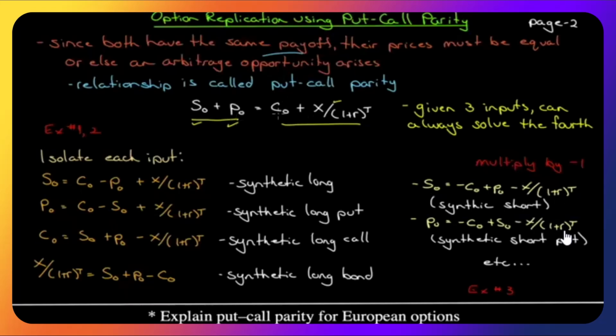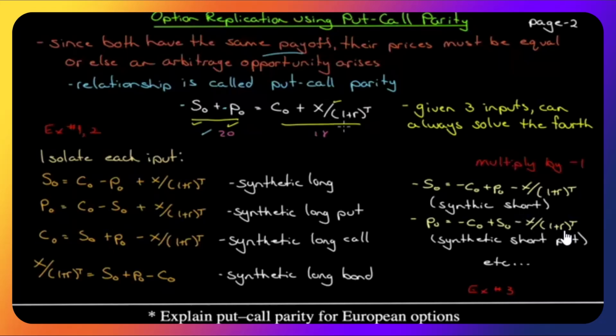Now, if these two sides do not equal each other, we have an arbitrage opportunity. Let's say the stock plus the put equal $20, but the call plus the present value of the strike price only equaled $18. Well, what we could do is follow the rule of arbitrage, which is buy low, sell high. We would sell this side and we would buy this side. So we would short the stock and we would short the put. We'd go long the call and long the risk-free bond with a present value of X divided by (1 + R)^T.